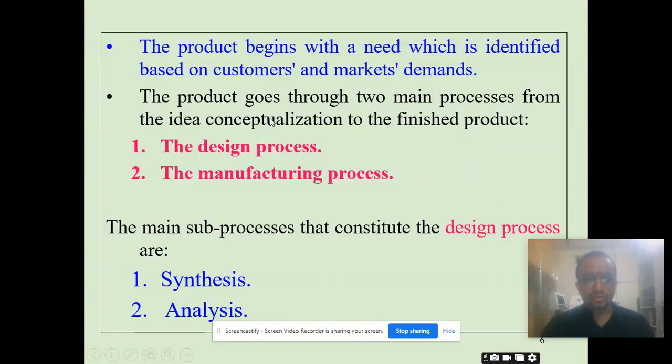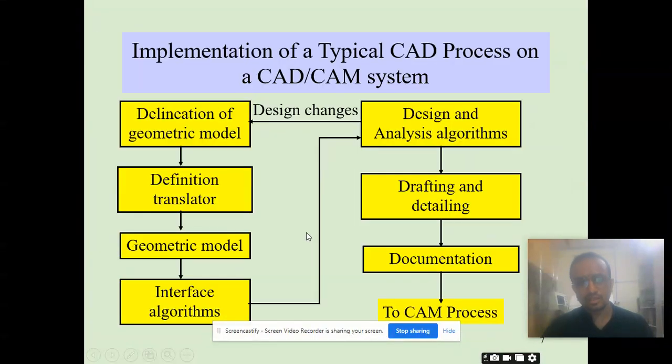So this is what we have discussed in the previous diagrams. The main sub-processes that constitute the design process are synthesis and analysis, which we have understood, and we have seen the typical implementation of the CAD process: the geometrical model, design translator, geometrical model, then interface algorithm, design and analysis algorithm, drafting details, and documentation. These are all the typical processes required for the CAD system.